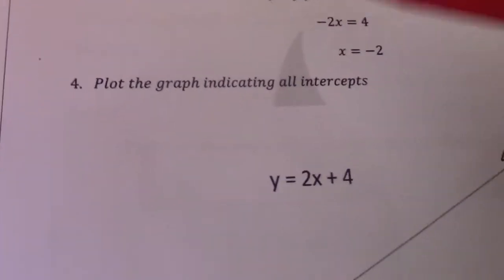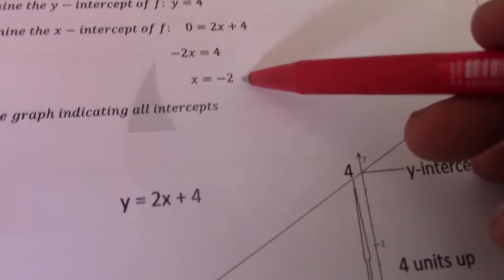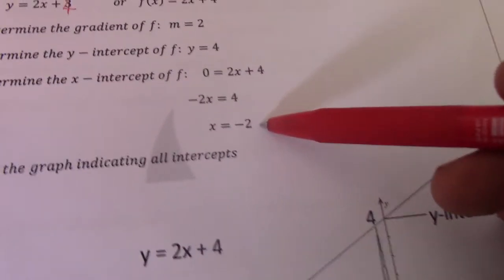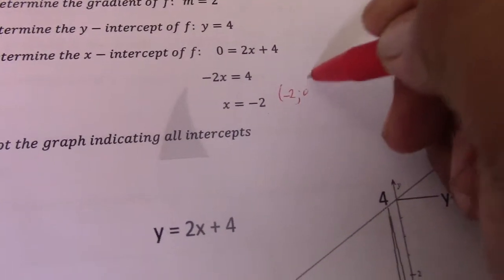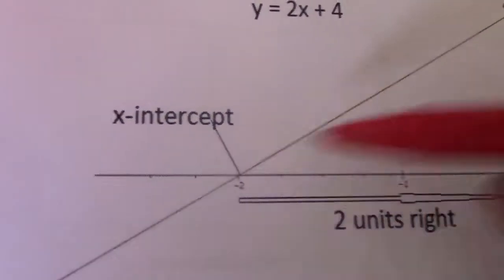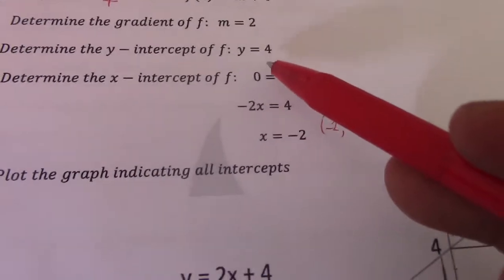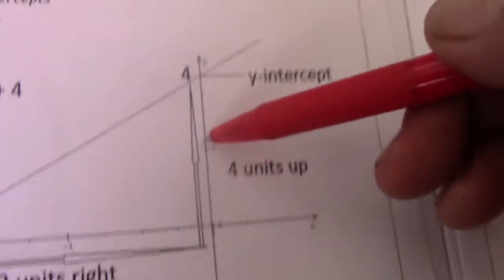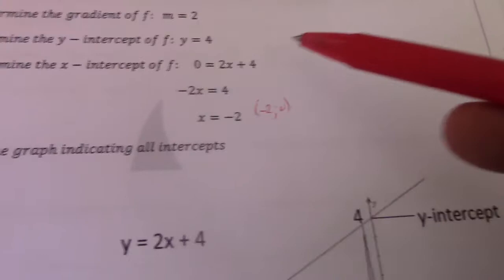Now if you plot the graph indicating all my intercepts, let's start with the x-intercept, x equals minus 2. The y was 0, so we have a coordinate at minus 2 and 0. Remember, on the x-axis, the y value is 0. If I go back, my y-intercept is at 4. So there, if I go up, my y-intercept is 4 and my x value is 0. So the y-intercept is 0 and 4.